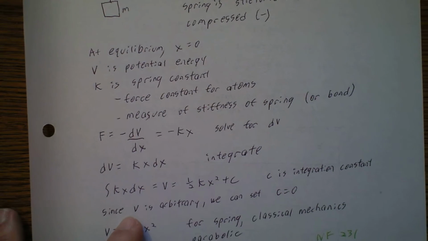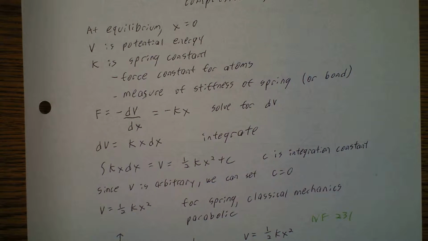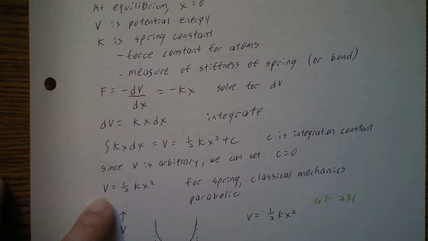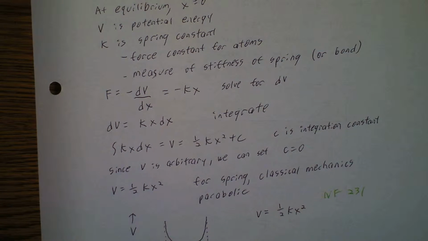Now, potential energy is actually arbitrary. There's no actual potential energy equal to 0 reference. So we can just say that C is equal to 0 to make life easier. So the potential energy is equal to 1/2 Kx squared. So for a spring, that's classical mechanics, though.